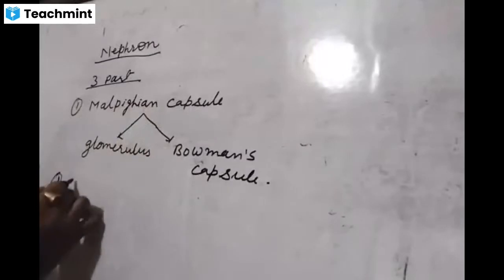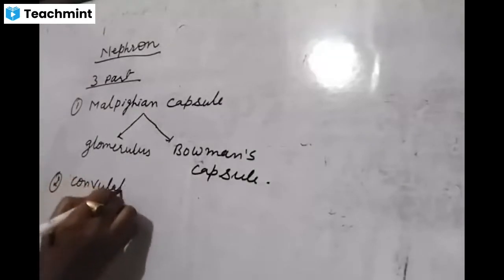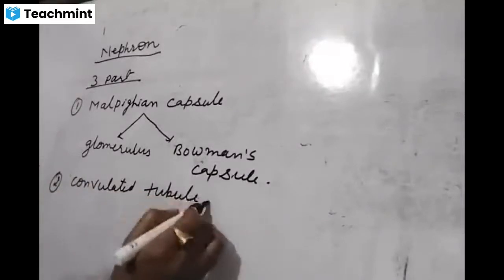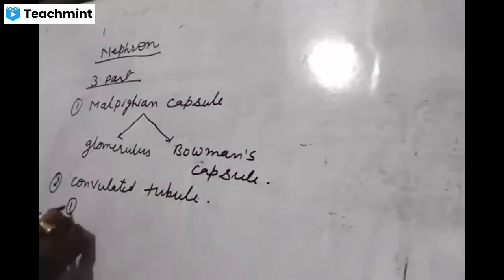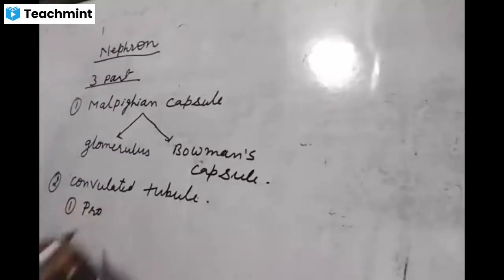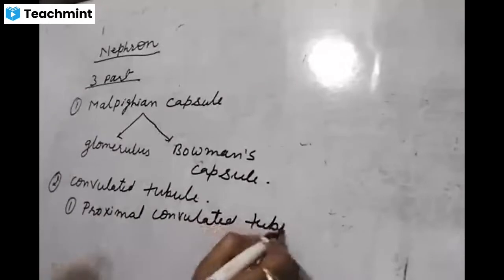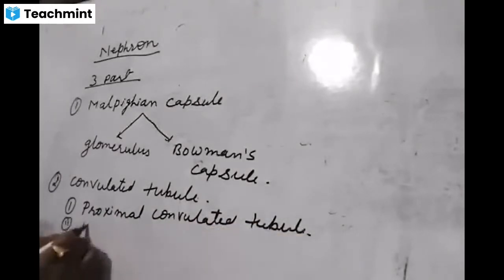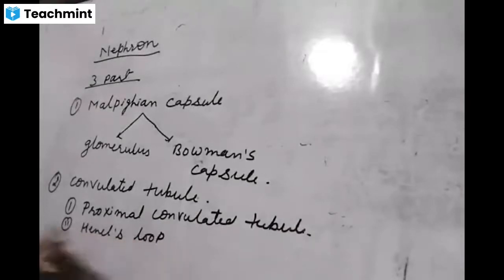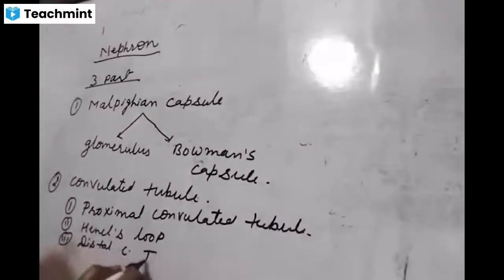Second part is proximal tubule, convoluted tubule. And this convoluted tubule again has three parts, beta. Number one is called proximal convoluted tubule. Second part is called Henle's loop. And third part is called distal convoluted tubule. Okay. And the third part of the nephron is called a collecting duct.